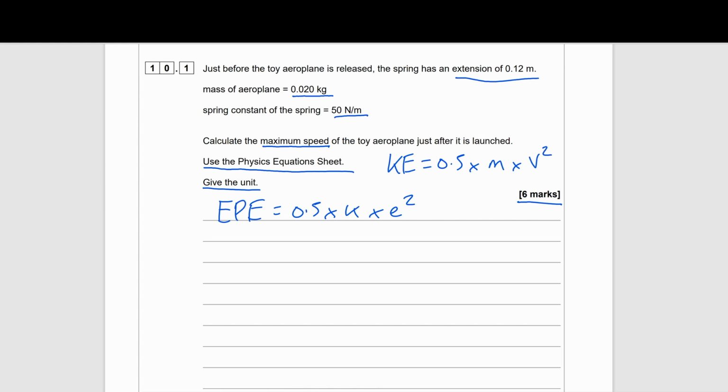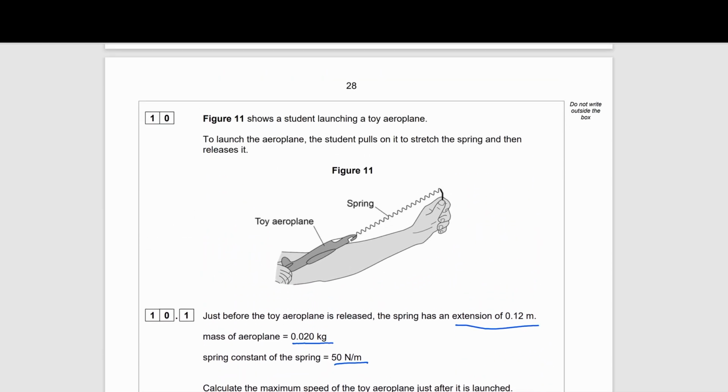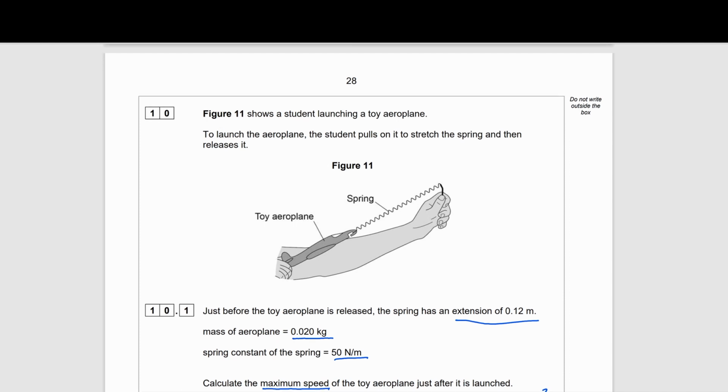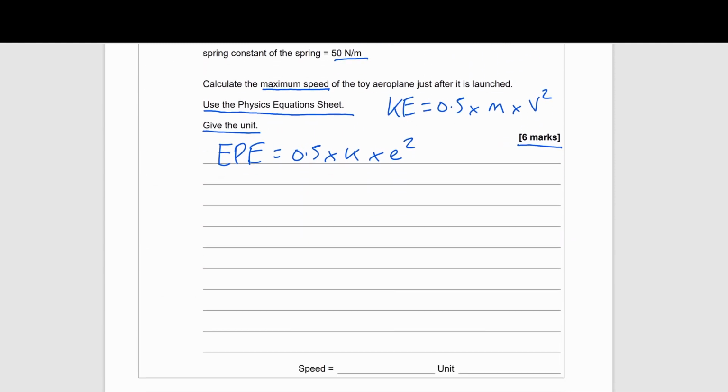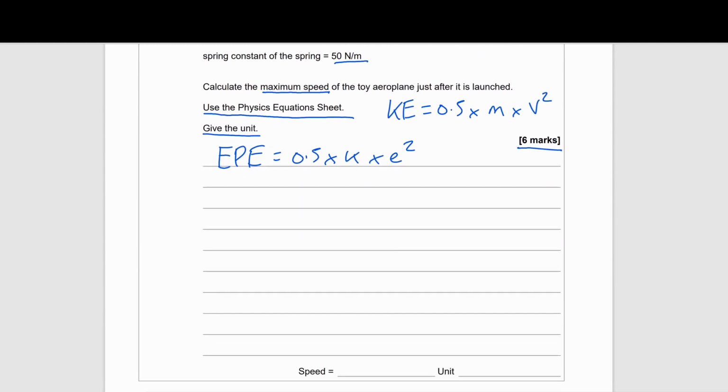And I think that would make sense because we're looking at a toy aeroplane. The spring is going to contain some elastic potential energy store. And then as that is released, we can then think that the toy airplane is going to move. So that would be where the kinetic energy comes into play. Again, thinking about our law of conservation of energy, the elastic potential energy will then be converted to the kinetic energy store. So that would make most sense here.